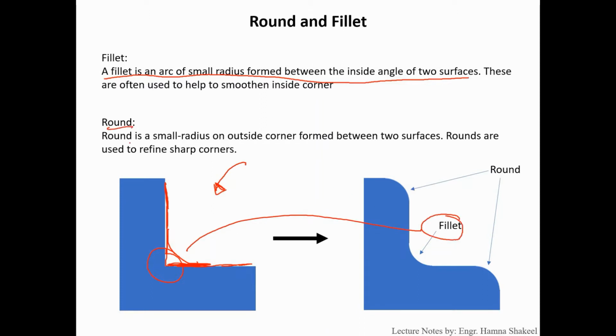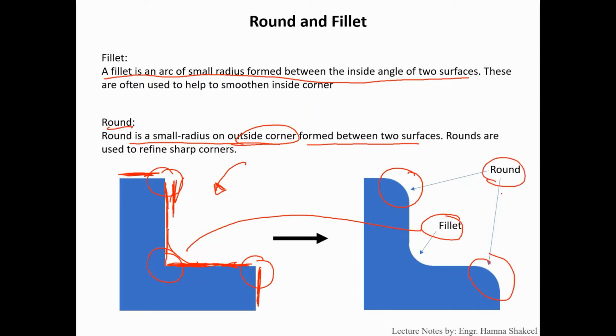On the other hand, a round is a small radius on the outside corner formed between two surfaces. So here again you have these two surfaces and this is an outside corner. When you draw an arc tangent on the outside corner, we call it a round.